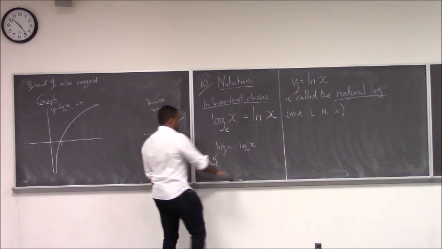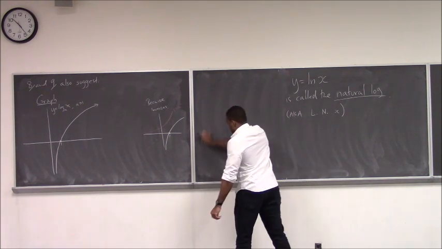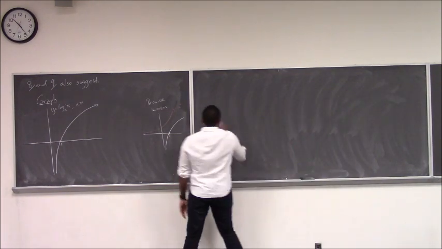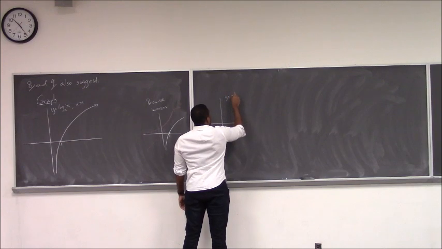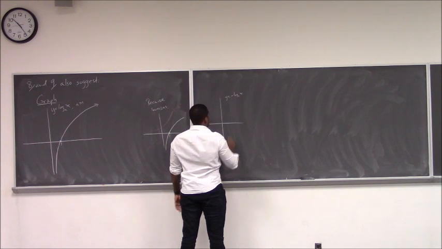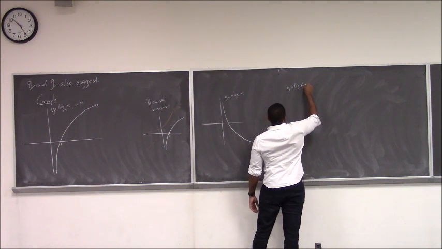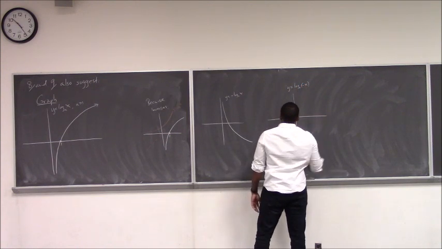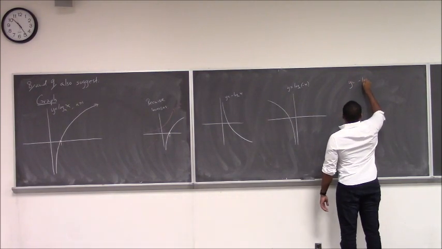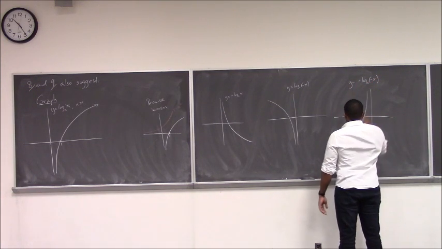And we can, again, do all the transformations. So y equals minus log, I flip that upside down, so it will look like this. Or if you look at y equals log of minus x, it will look like this. That one will look like this.